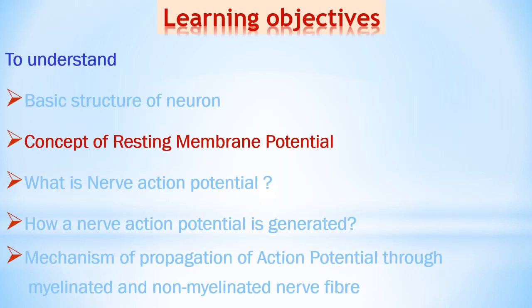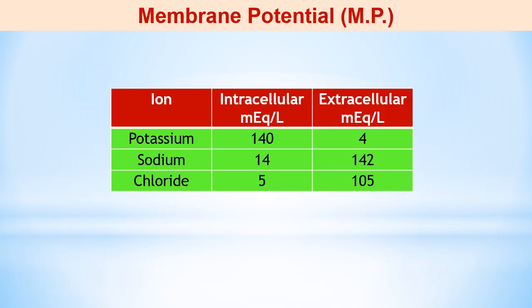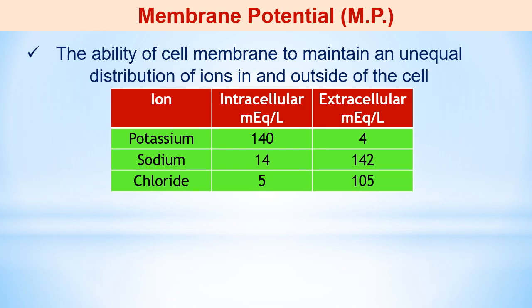Now let us come to the second learning objective, the concept of resting membrane potential. The membrane potential is the ability of the cell membrane to maintain an unequal distribution of ions inside and outside of the cell. In this table, the concentrations of potassium, sodium, and chloride ions are shown, and the intracellular and extracellular concentrations, that is, inside and outside of the cell, differ.